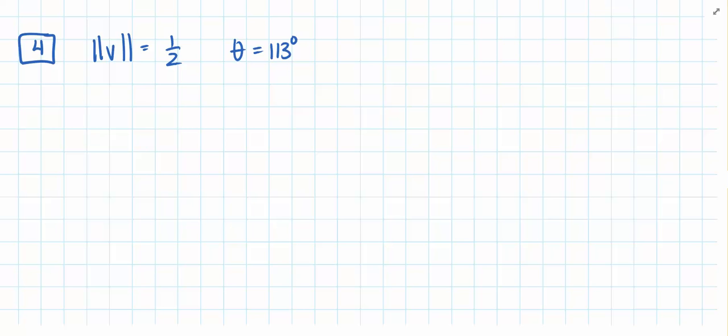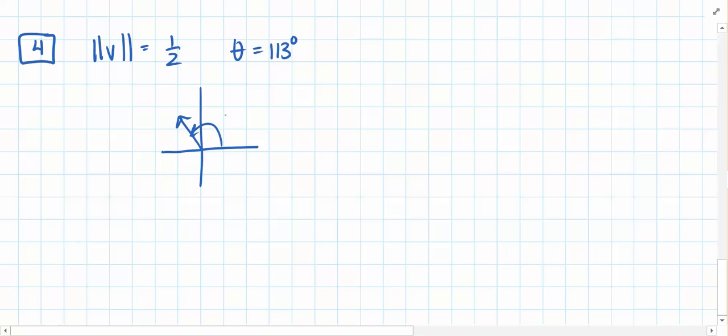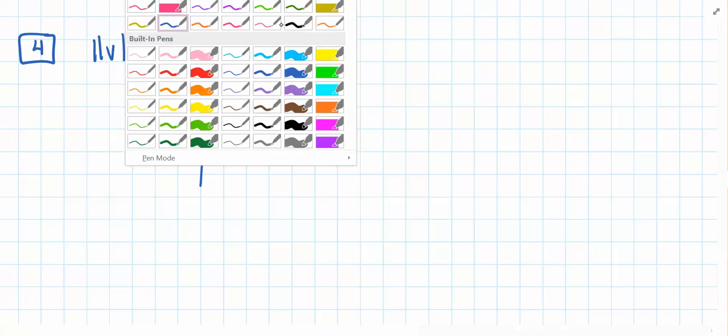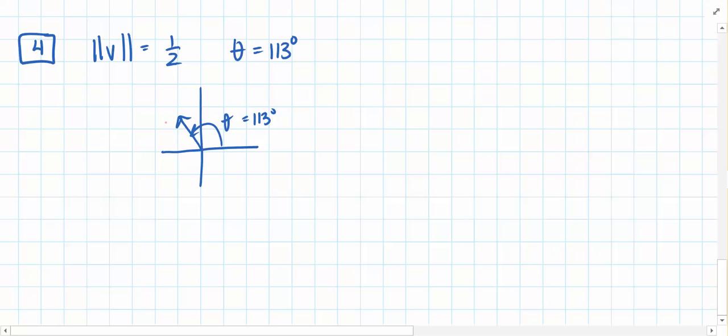So if we were going to draw this, what would it look like? Well, where's 113 degrees? What quadrant is that in? The second quadrant, right? Very good. So it's a little bit past this, something like that. So there is my theta of 113 degrees. And what do I know about the length of this vector? The length of this vector is 1/2. Okay, good. So here we go.